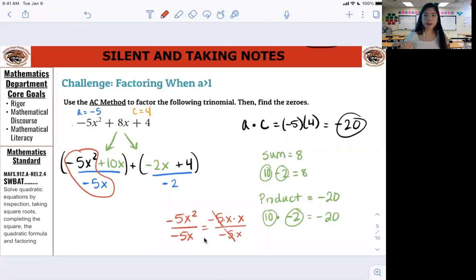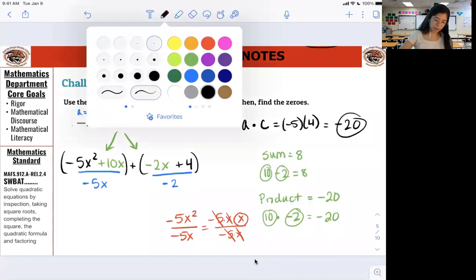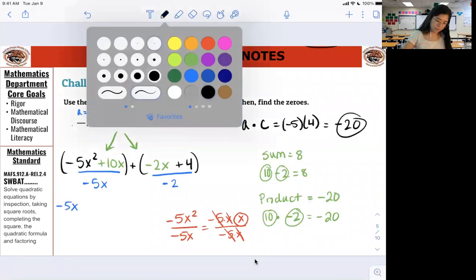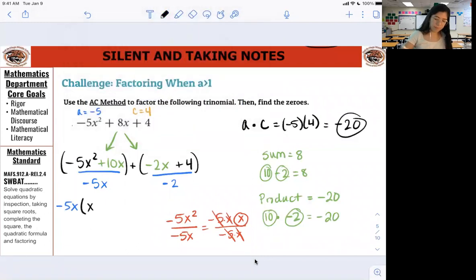What's the same on the top and the bottom? I'm waiting for more people to send it in the chat. Good, the x, yeah. One of those x's cancels out, so what am I left with? 1x. Just x, yeah. So -5x squared divided by -5x, remember, we put this out in the front, and I'm left with x.